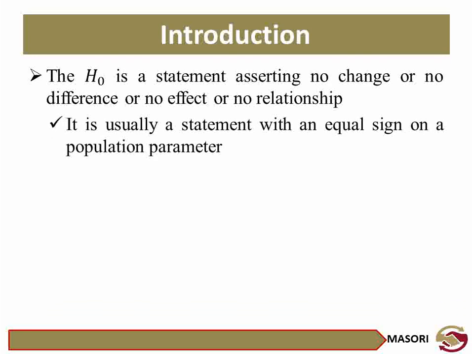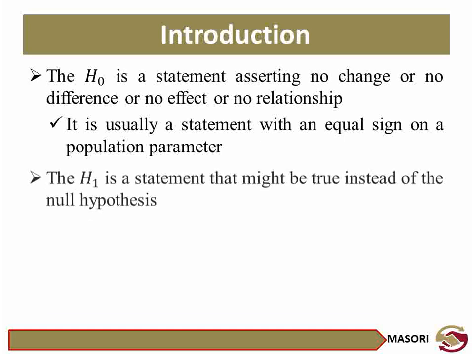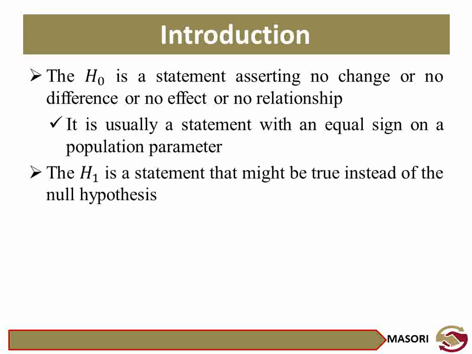It is usually a statement with an equal sign on a population parameter. So you will see later on, as we state our null hypothesis, we will use an equal sign, equal to 0, meaning there is no effect, or if we say equal to another parameter, meaning we're saying no difference. Okay? The alternative hypothesis, denoted by H1, is a statement that might be true instead of the null hypothesis.